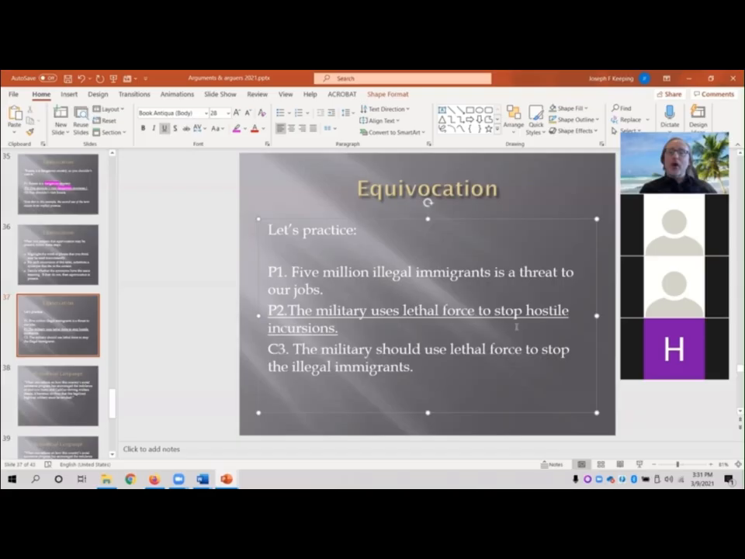Hostile incursion is obviously not the same thing as a threat to our jobs. So the conclusion doesn't follow. The conclusion doesn't follow because the two premises are no longer connected. The first premise is talking about a threat to our jobs. The second premise is talking about a hostile incursion, i.e. an invading army. An invading army, people taking away our jobs, totally not the same. So the premises are talking about two different things.